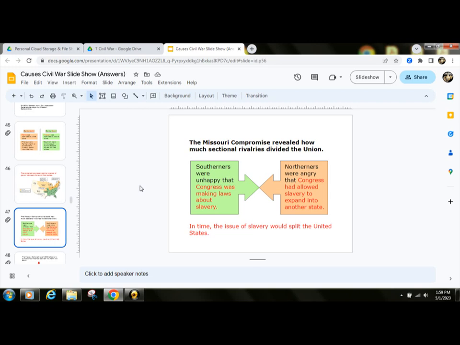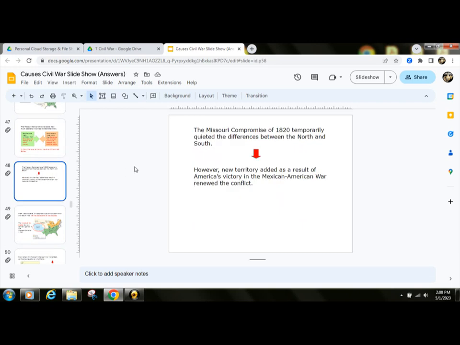Southerners were unhappy that Congress was making laws about slavery. Northerners were angry that Congress had allowed slavery to expand into another state. In time, the issue of slavery would split the United States. So slavery, again, the representation in Congress, this is definitely tearing the nation apart.